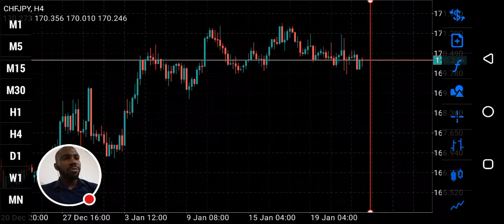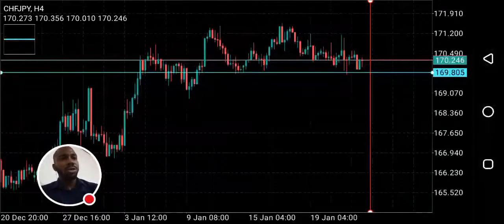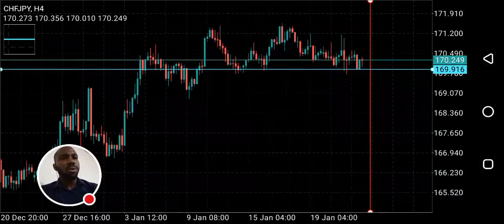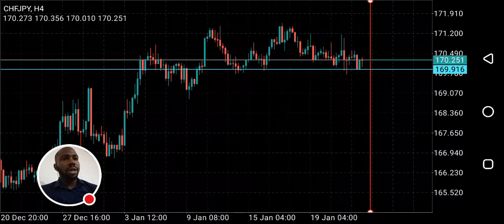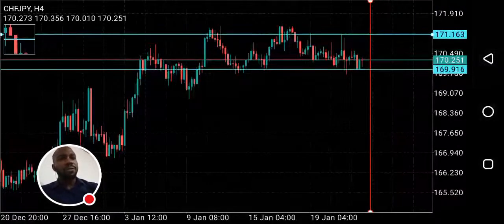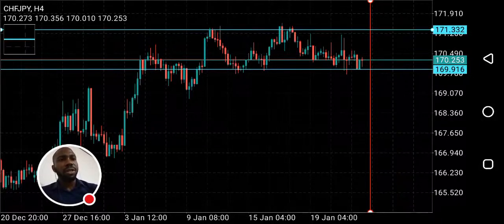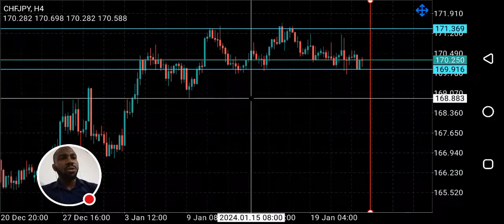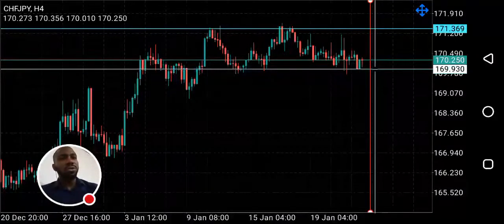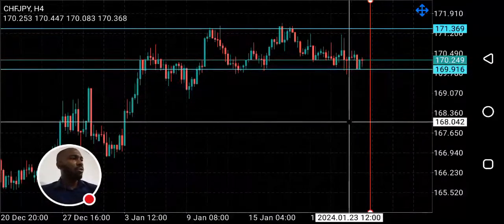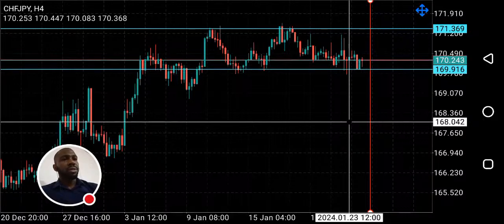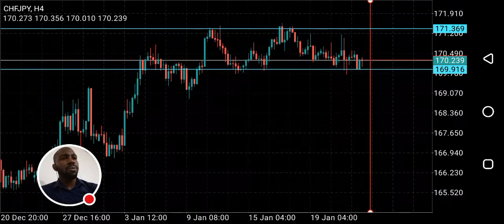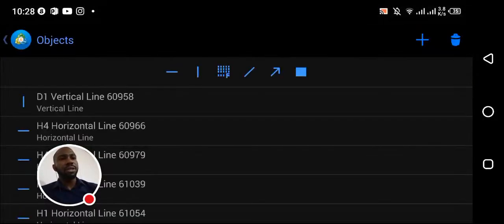So if you want to sell, you could patiently wait for this support to be broken. As you can see, price has been in a range for some time. Since the 9th of January, CHFJPY has been in a range. So you want to ensure that the low of the range is cleared. Wait for a candle to close below that range before you sell. Wait for that low to be cleared before you sell.